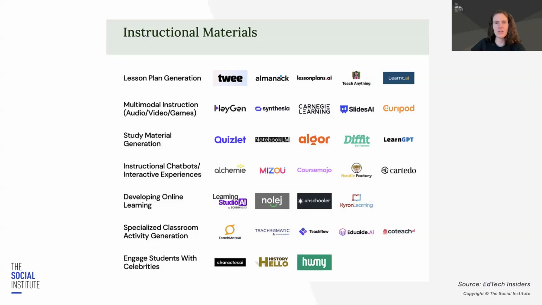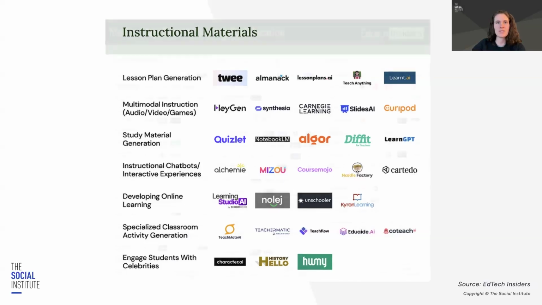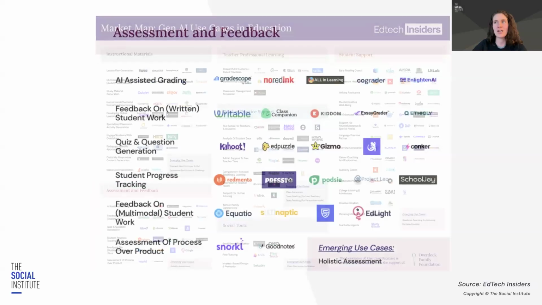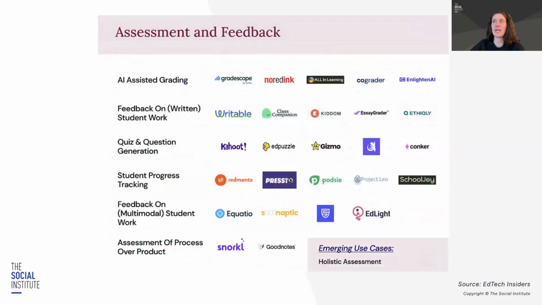Again, we're going to do this one more time as we take a look at this larger slide here. I want to take a look at assessment and feedback tools. Some things that we hear about are AI assisted grading, feedback on student work, quiz generation, progress tracking. So again, take to the chat if you've used anything that you're seeing on this screen that you enjoyed, recommended, feel neutral about, or don't like. Share with your colleagues what your experiences have been.